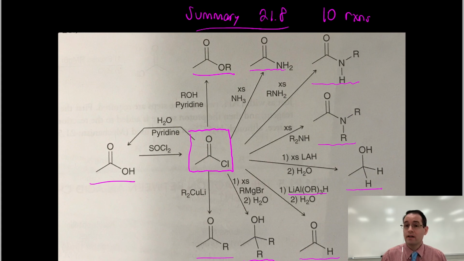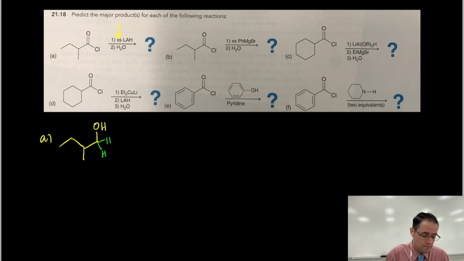So that's it. Let's do some practice problems now. Practice problem 21.18 asks us to remember some things. Many of these are just one-step reactions. So remember again that we have excess. If you think through the mechanism, hydride is going to replace the chlorine. That gives you an aldehyde. And then since we have excess, it's going to react further to give you an alcohol. And I'll just draw the two hydrogens in there. Those two hydrogens came from LAH.